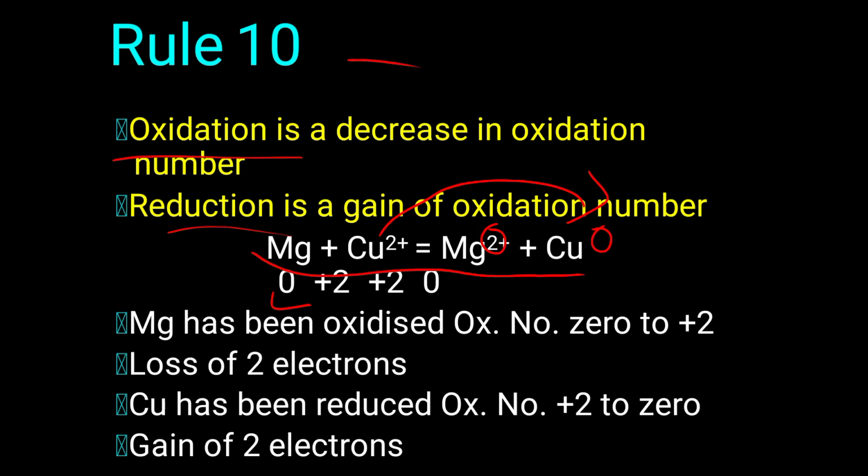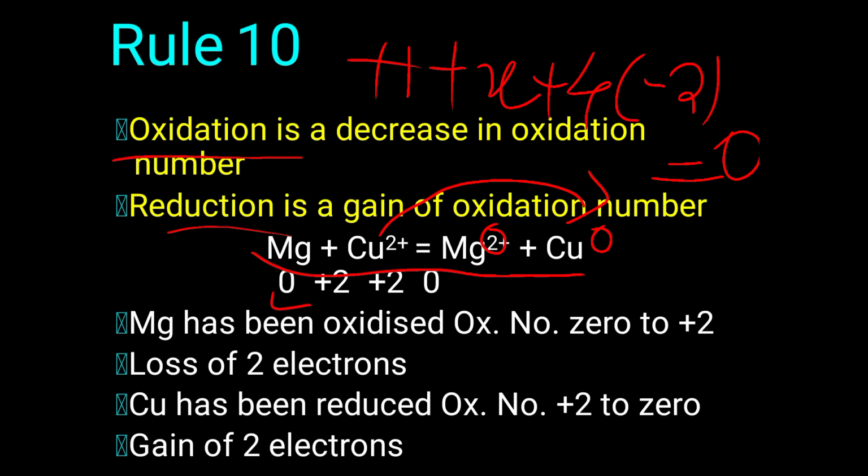Here I'll write plus 1. We don't know the manganese value, so x, and there are 4 atoms of oxygen, so 4 into minus 2, is equal to 0. So plus 1, then plus x, 4 into minus 2, it is minus 8. So plus 1 minus 8 plus x is equal to 0. Plus 1 minus 8 is minus 7. Minus 7 plus x is equal to 0. So x is equal to 7.